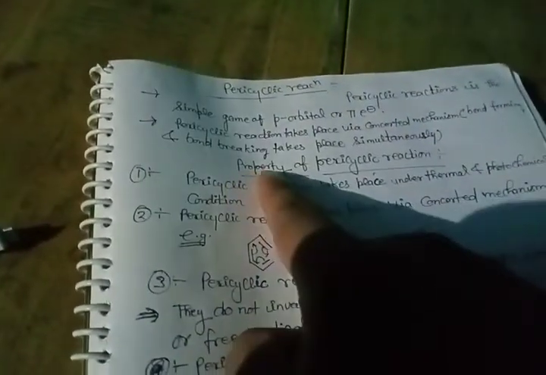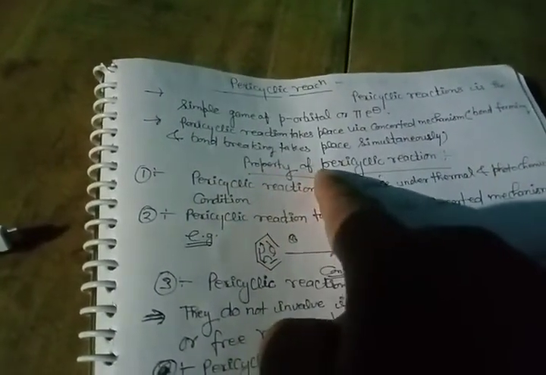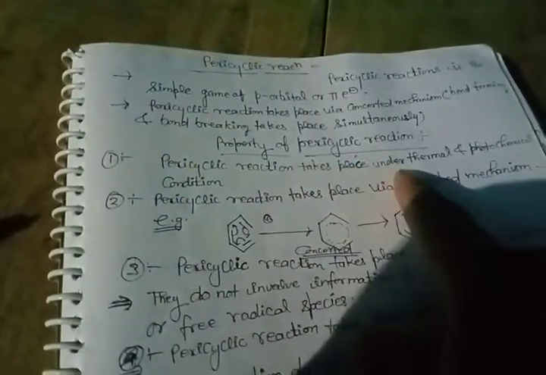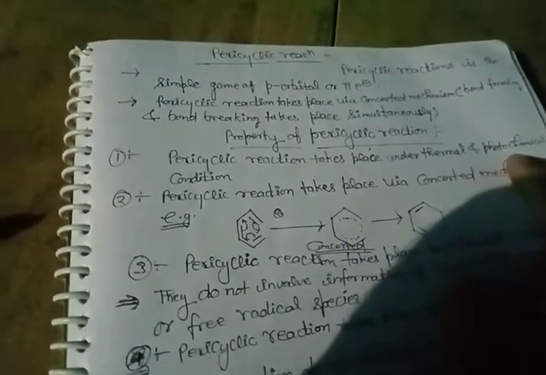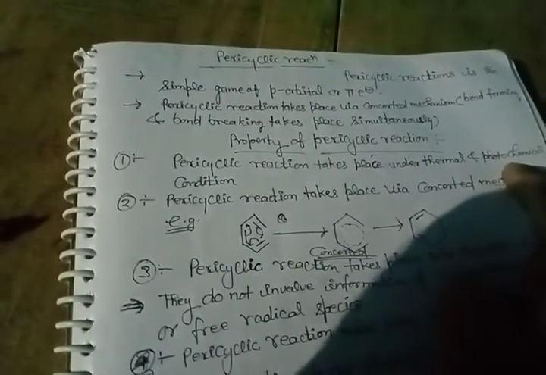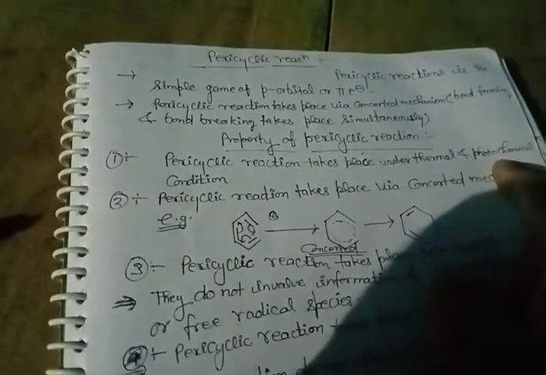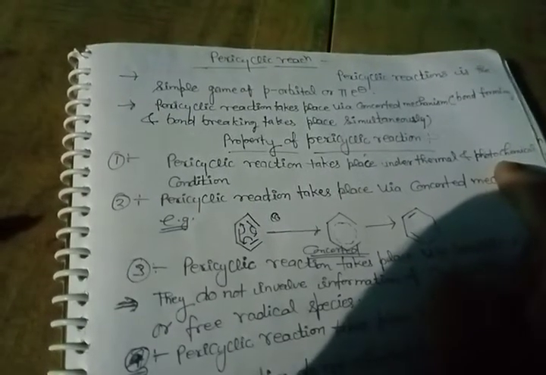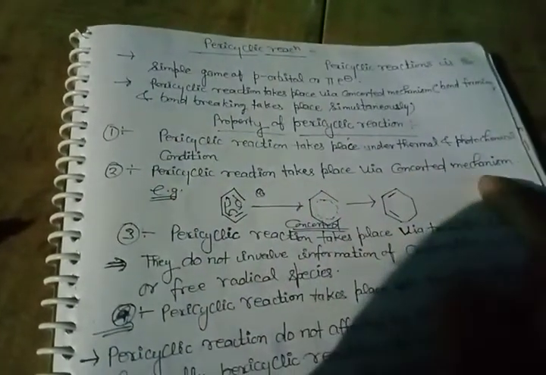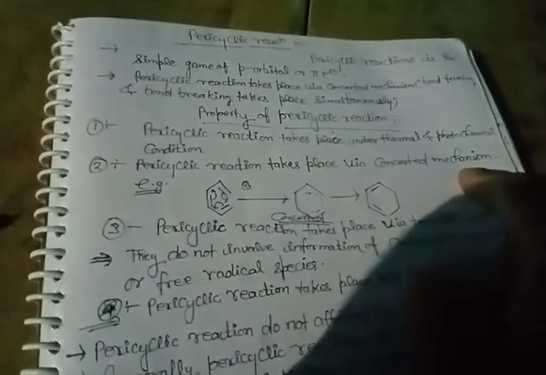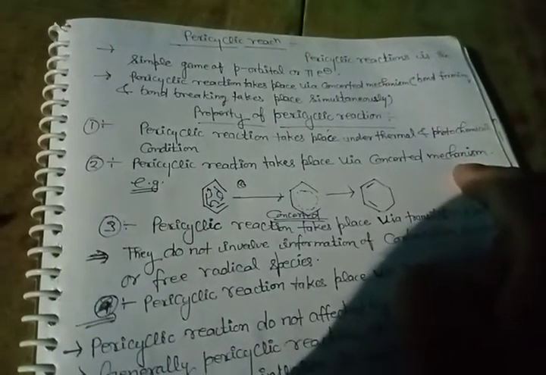Now we should try to discuss the properties of pericyclic reactions. Pericyclic reactions take place under thermal and photochemical conditions. It means either in the presence of heat or in the presence of light. Then pericyclic reaction takes place by a concerted mechanism. It means a very short transition state exists.